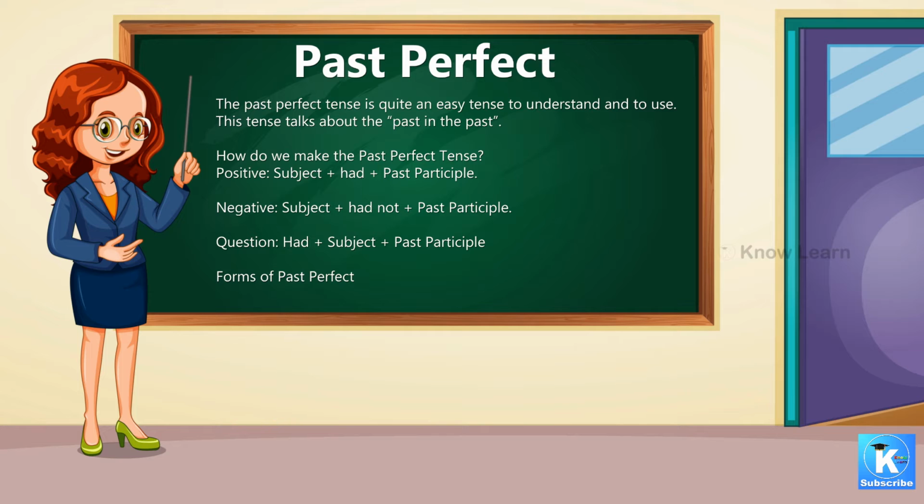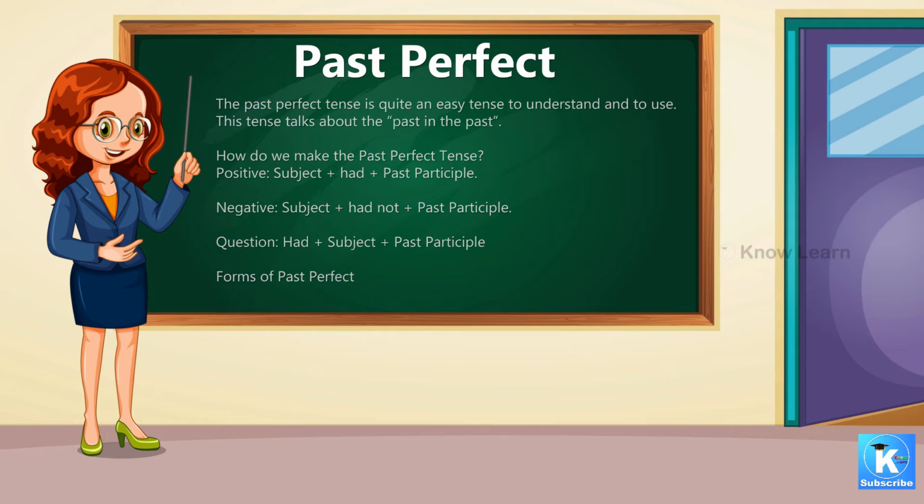Past perfect. The past perfect tense is quite an easy tense to understand and to use. This tense talks about the past in the past. How do we make the past perfect tense? Positive: subject plus had plus past participle. Negative: subject plus had not plus past participle. Question: had plus subject plus past participle.